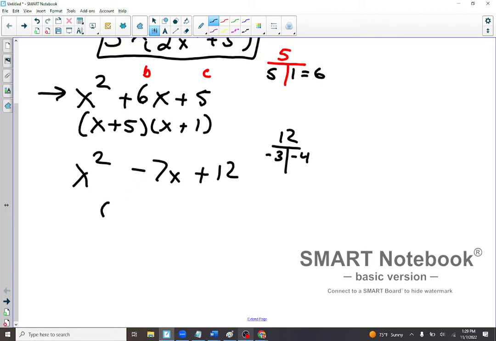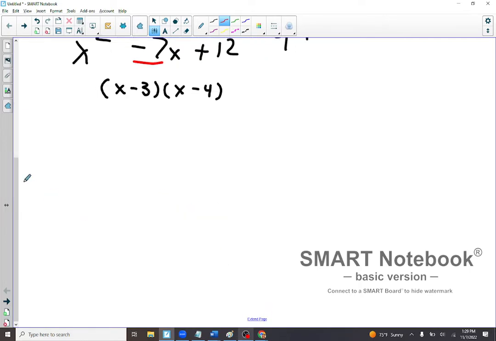Why negative 3? The reason they're both negative is because the 7 is only one negative and it's the bigger number. But for the multiplying, both have to be negative for it to become a positive. Good. You're multiplying to a positive, so it has to be a double negative, but you're adding to a negative number, so they both have to be negative, which means you're going to get x minus 3, x minus 4.